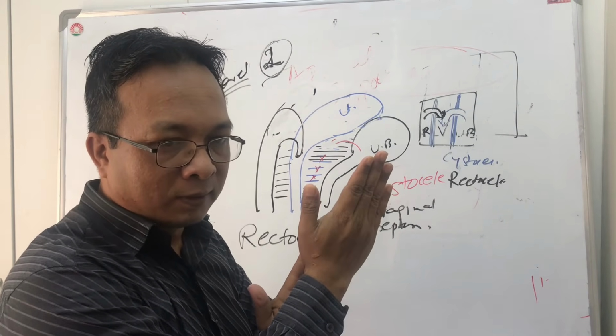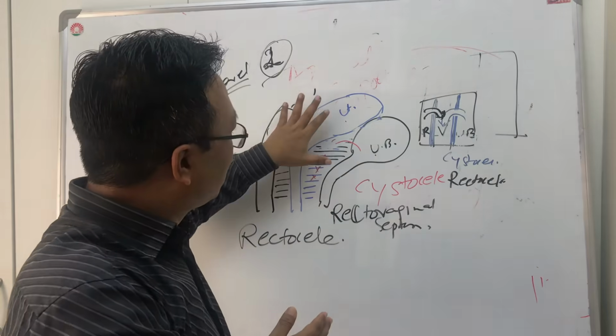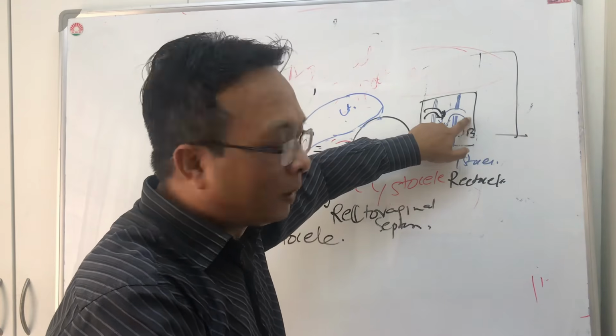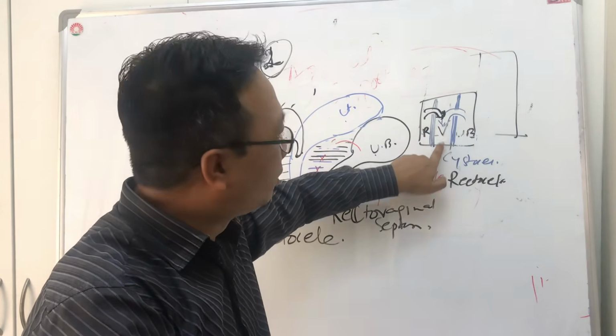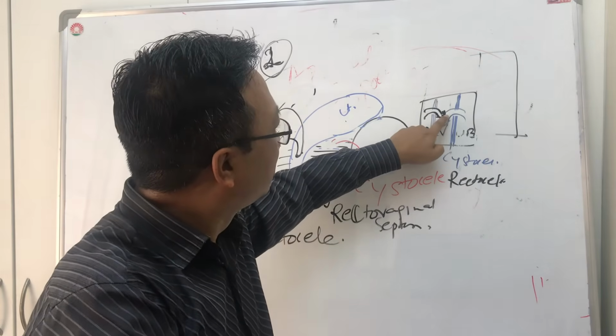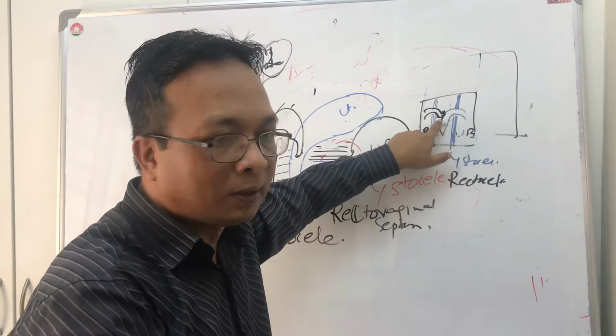So uterine prolapse. Number 2, in level 2, below the cervix here, if there is a defect in the septum, either the urinary bladder can bulge inside and come out of the vagina, or the rectum can bulge inside and come out of the vagina. So if the rectum comes out, it is rectocele; if the urinary bladder comes out, it is cystocele.